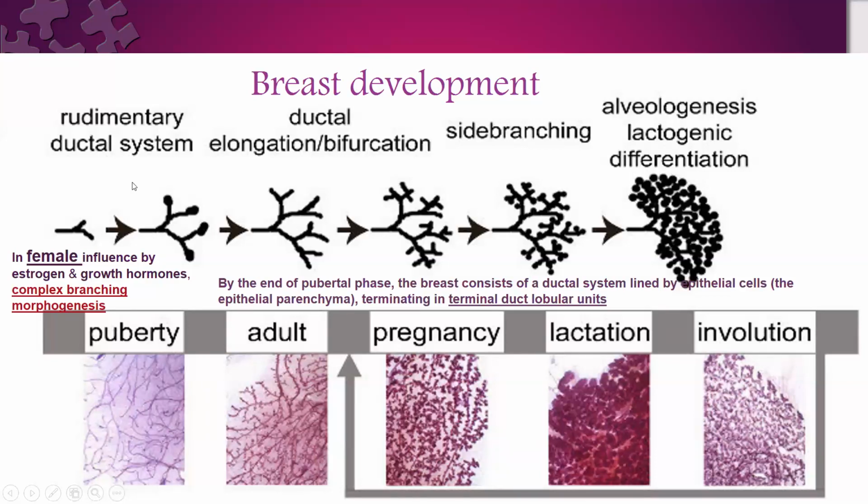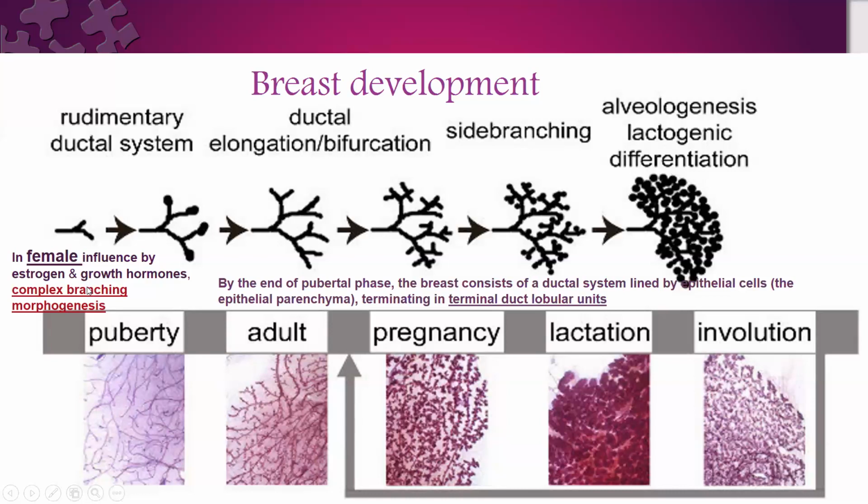Some boys at puberty have an estrogen surge, and due to the estrogen surge, they might develop gynecomastia. This can explain the gynecomastia. But generally, the ductal system will remain dormant and rudimentary in boys.